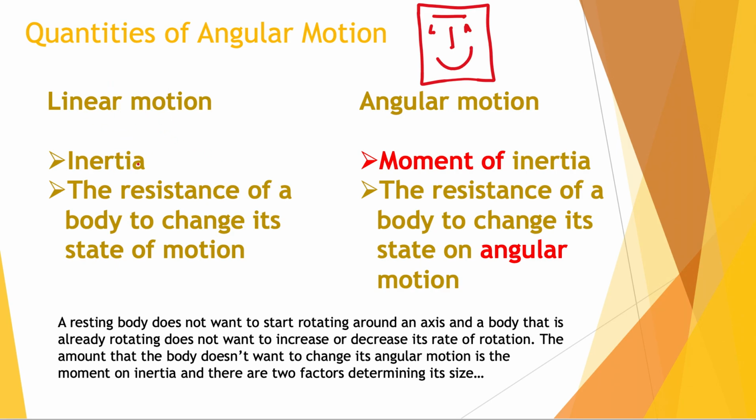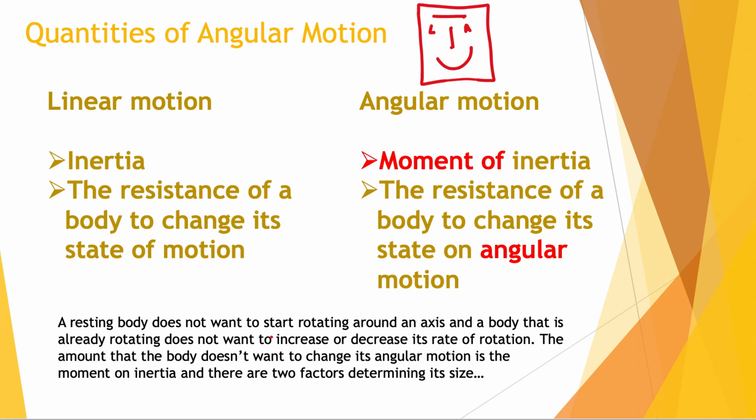So linear motion, we looked at inertia last year, and you should already know inertia is the resistance of a body to change its state of motion. In angular motion, rather than inertia, we have moment of inertia, and that's just the angular form of inertia. The definition is really simple once you know the definition for inertia, because all we do is stick angular in: the resistance of a body to change its state of angular motion. That's the only difference. And the concept is exactly the same as inertia from last year.